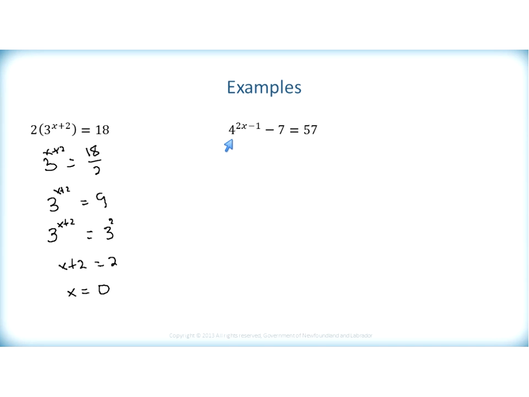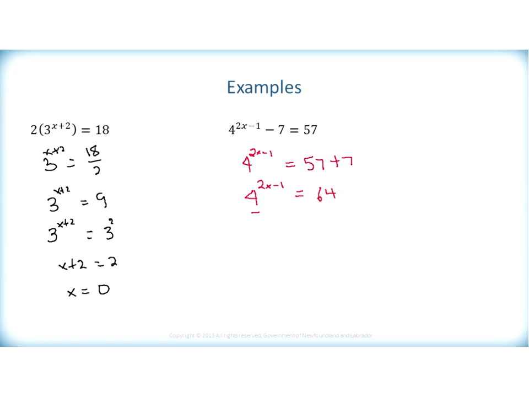The next example, you're trying to figure out how to write 4 and 57 as the same base. Yet we have to isolate the power. The power is not isolated on its own. So to do this, we would have 4^(2x-1) would equal 57 plus 7. 4^(2x-1) would equal 64.